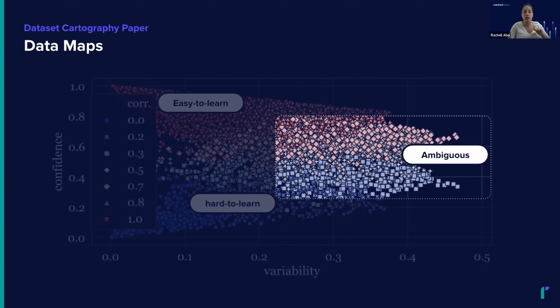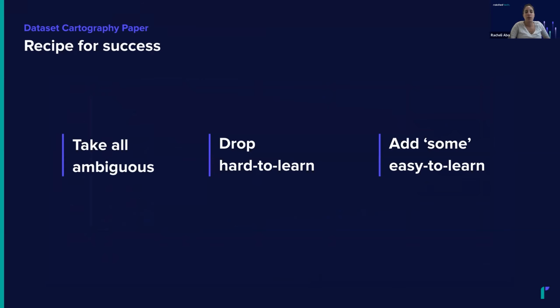So going back to the question we started off with, what type of samples will we want to train our models with? The short answer here is that we will want to use the ambiguous data. And the bit longer answer, or our recipe for success, is as follows. We will take all the ambiguous data because ambiguous are the most interesting and important features for the models to learn from. We will drop the hard to learn because hard to learn is correlated with noise. And we will add to this recipe some easy to learn to help our model converge.